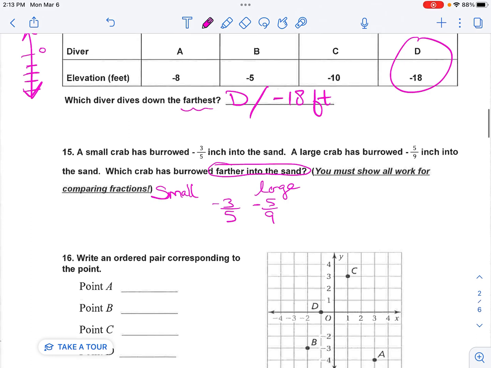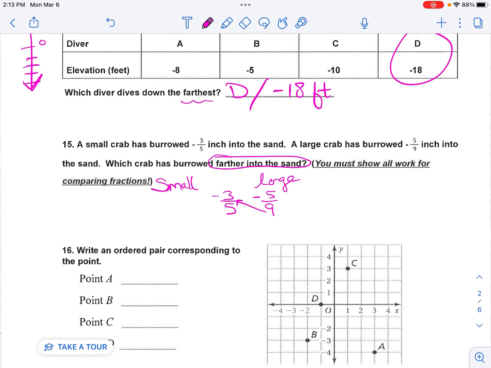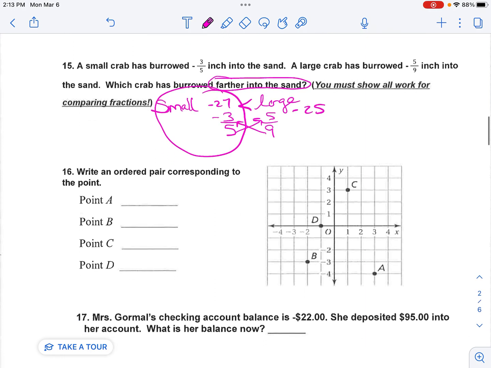Again, showing all work, I can do 9 times a -3 is -27. 5 times a -5 is -25. -27 is further to the left. So the small crab is deeper than the large crab.